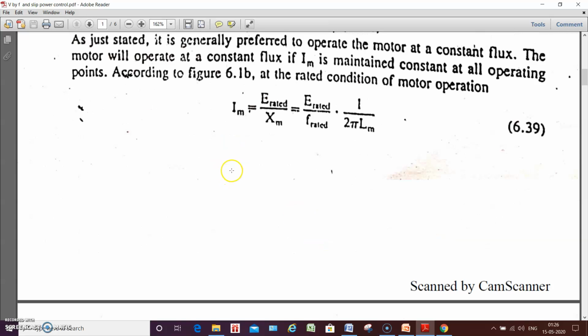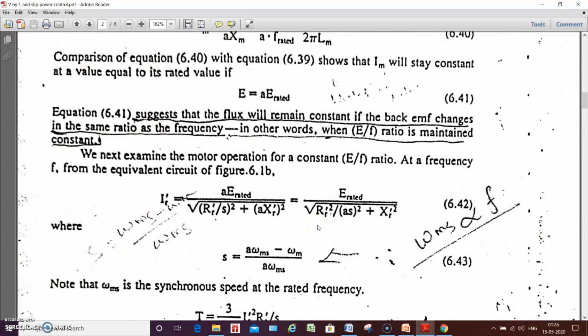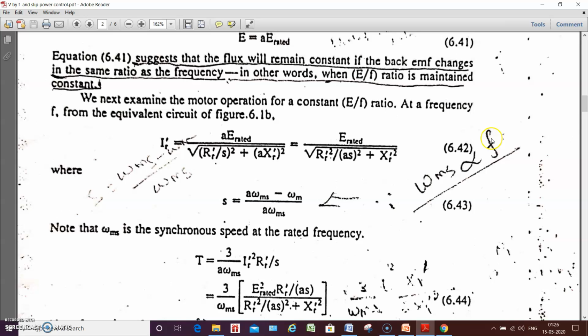From these two equations, we have understood that while varying the frequency with the ratio A, the voltage also should be varied at the same ratio so that this magnetizing current will be constant in all the cases. So while varying the frequency, voltage is also varied with the same ratio. The next parameter that will automatically vary is this XL, because XL is 2 pi FL. This inductive reactance is directly proportional to the frequency, so this X will also vary at the same ratio as the frequency.